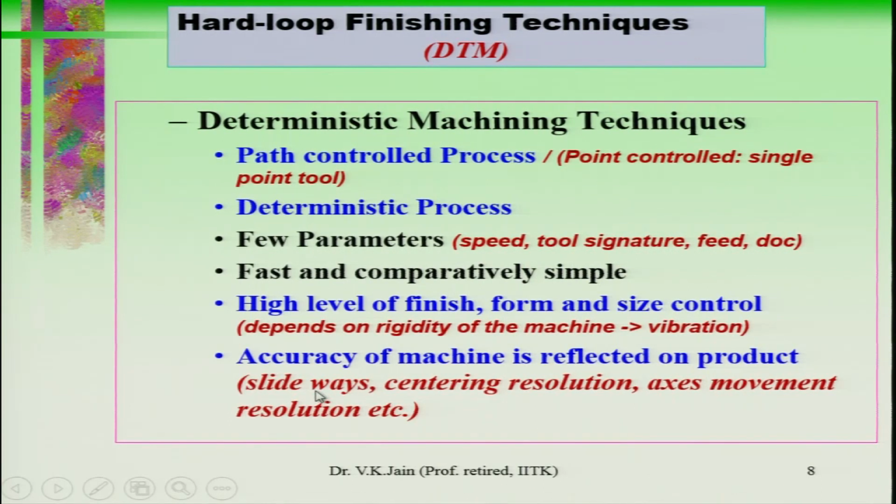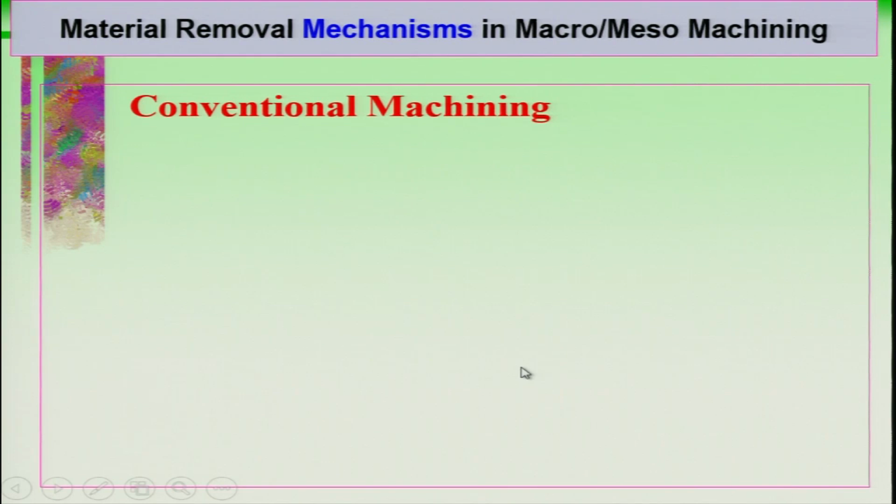Just like slide way, centering resolution, whatever is the centering resolution, it is finally going to affect the dimensions being achieved on the machined component. And axis movement, x axis movement resolution, y axis movement resolution, because it is going to decide the dimensions of the machined surface, etc. Now the question is, what is the mechanism of material removal in macro and meso machining?